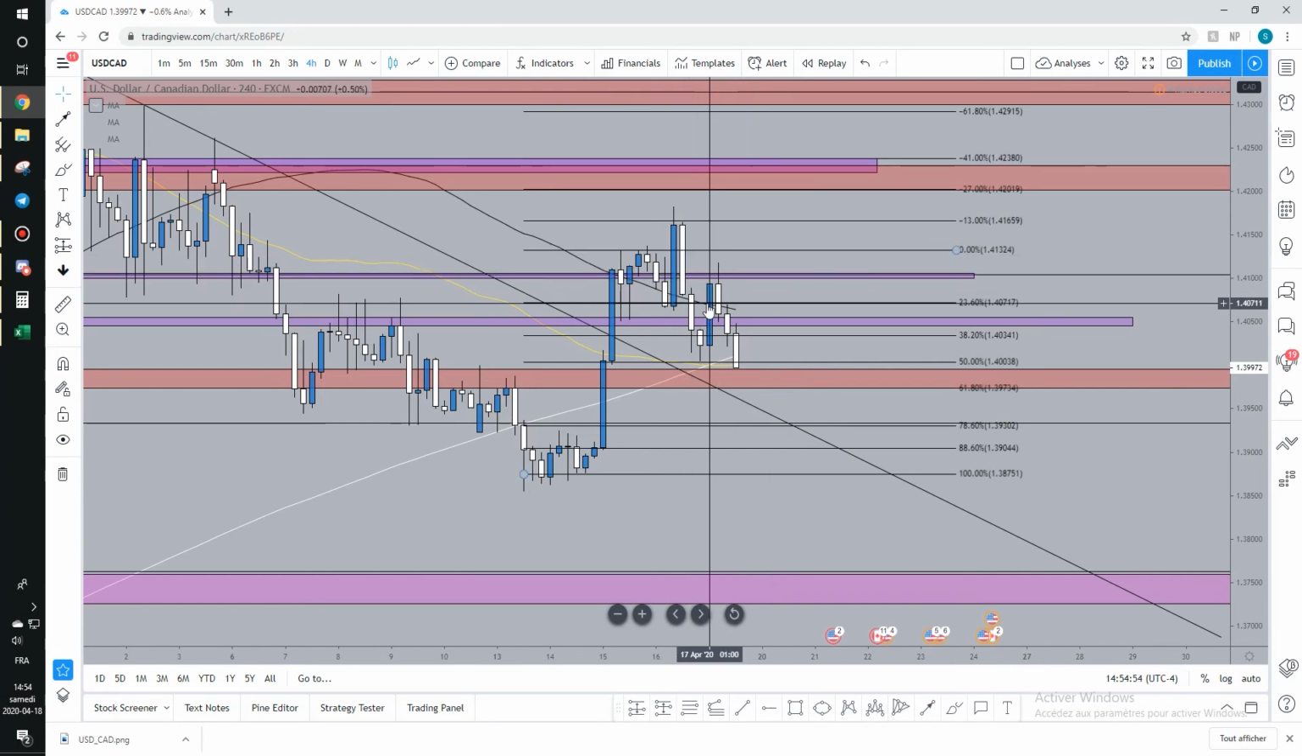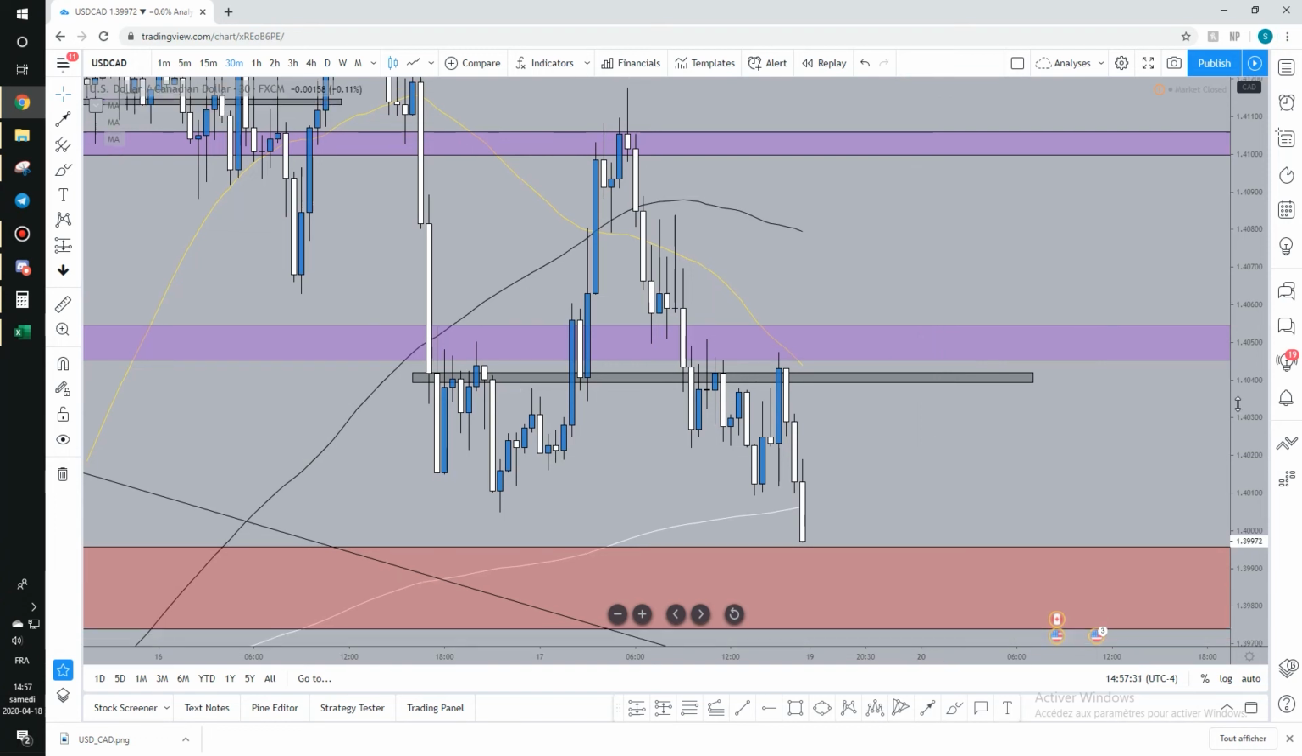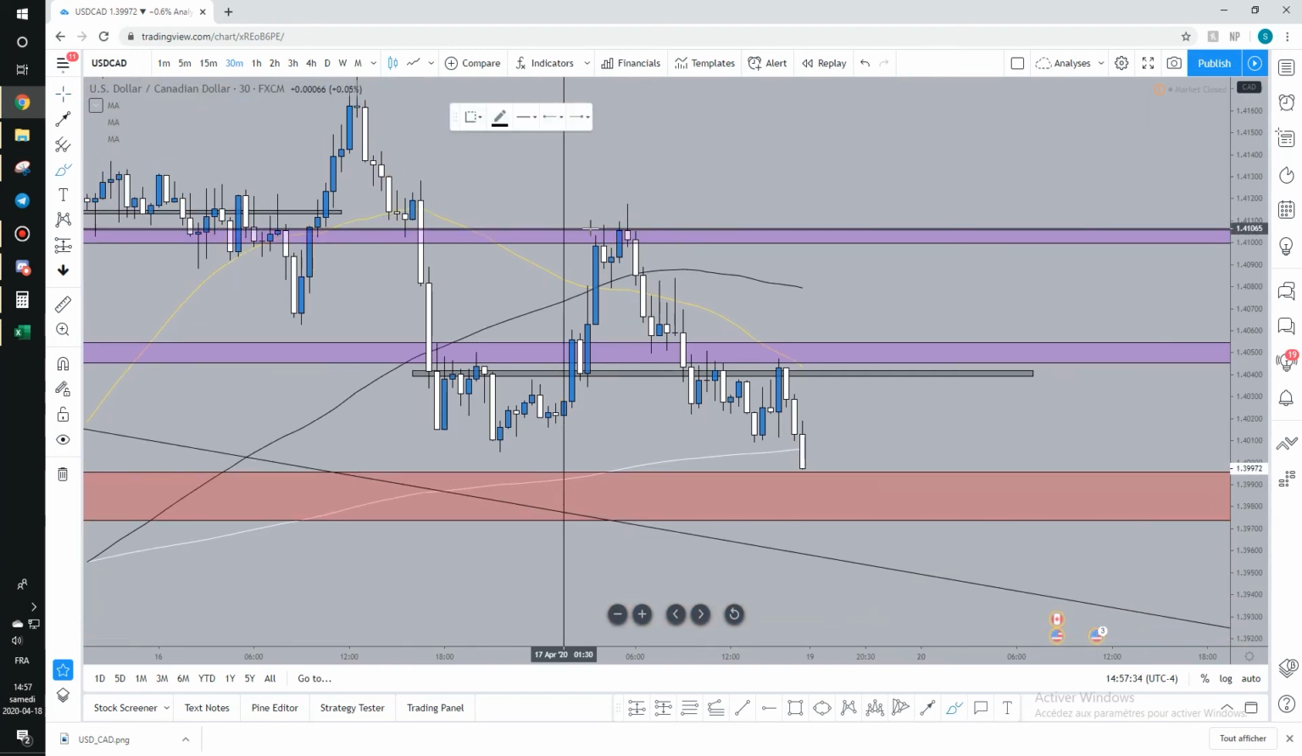So now we'll go to the 1 hour or even 30 minutes to see another structure. As you can see, now I'm on the 30-minute time frame because the 1 hour time frame has no better structure than the 4-hour time frame. But on the 30 minutes, you can see that there's more detail and more structure.